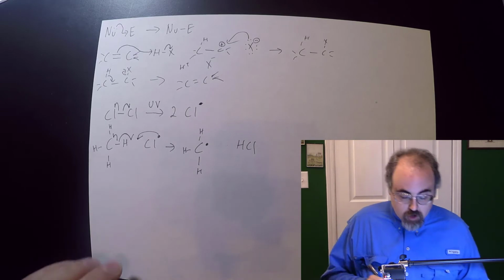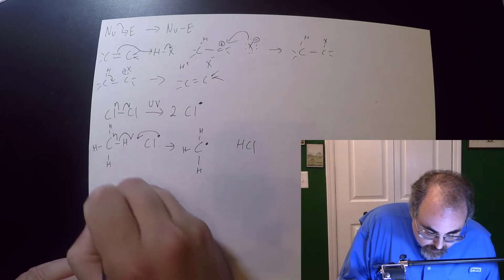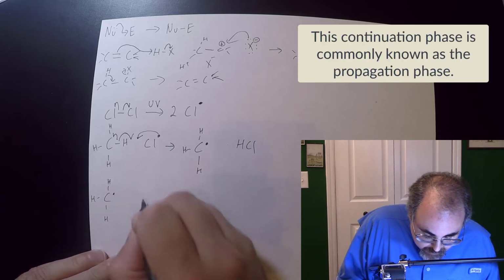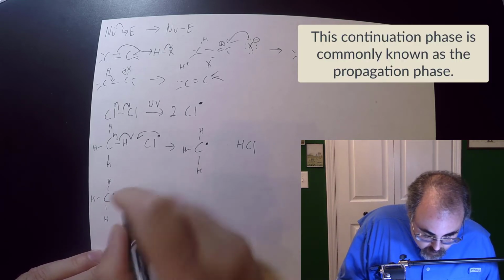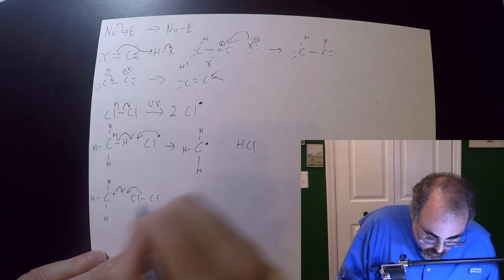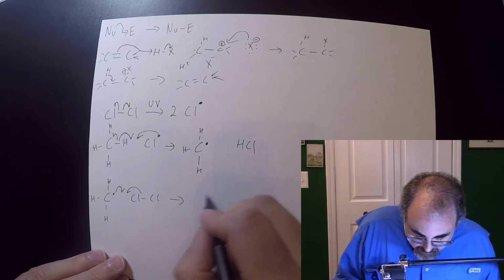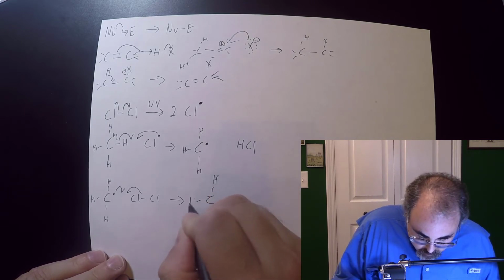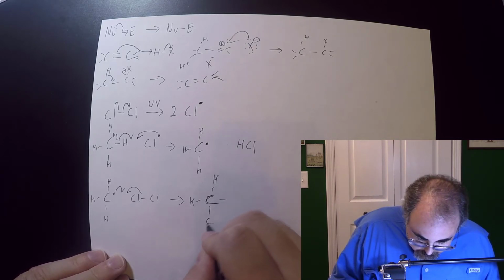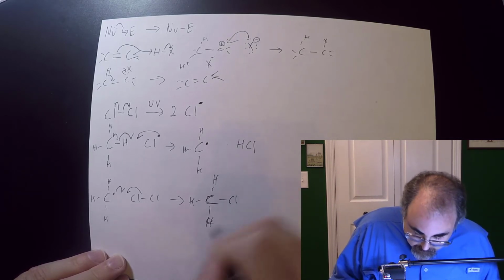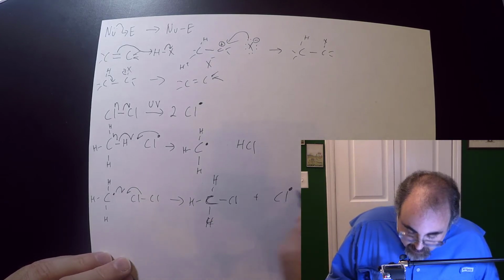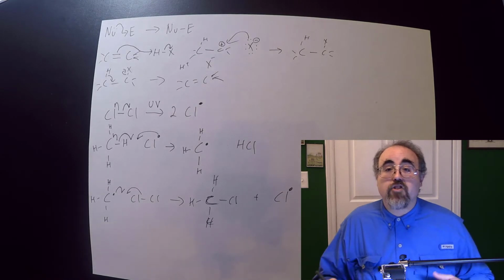I can get this chain reaction going. So now I've got this guy, I can have this guy going, and it can meet up with, say, a Cl2. And it can cause the radical to go. And now this guy can give me CH3Cl plus Cl radical. And you can see how this can continue in a chain reaction.